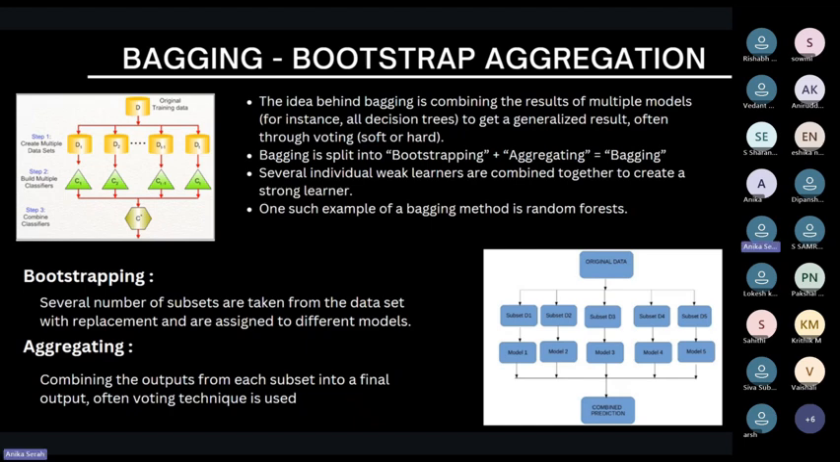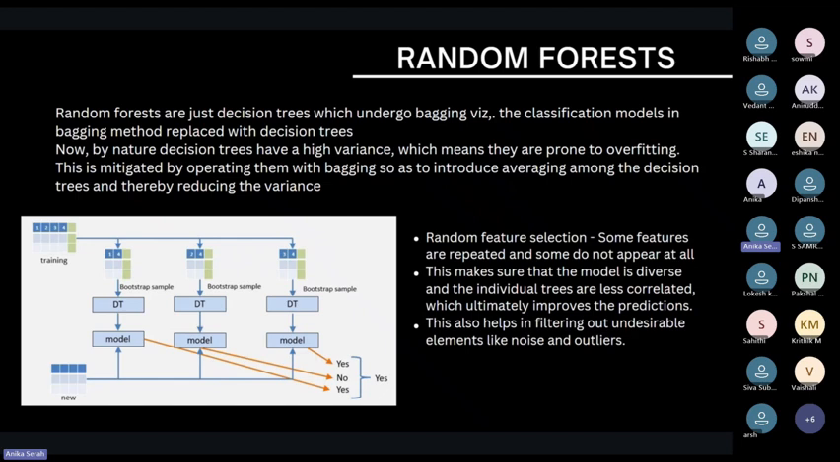And finally, after you train on each subset of the data, you do aggregation. The final outputs from each model, you aggregate with some kind of technique. You can use voting or averaging or something. So random forest is just a type of bagging algorithm. And for random forest, the models that we use are decision trees.